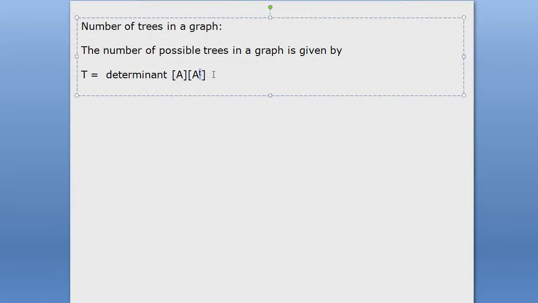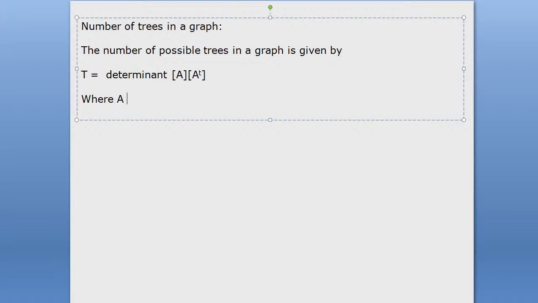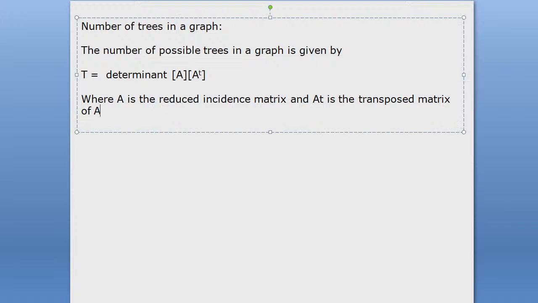This indicates transpose. Where capital A is the reduced incidence matrix, and A transpose is the transpose matrix of A.